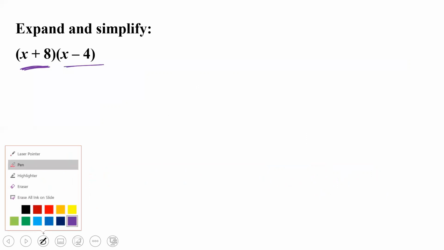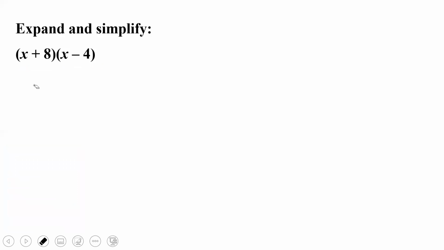All right, so the first question said expand and simplify x plus 8 times x minus 4. And the distributive law, when we're multiplying two binomials, works like this. You multiply every term in the first bracket by every term in the second bracket. All right, so here we go. And I'm going to just use some arrows to kind of guide us.